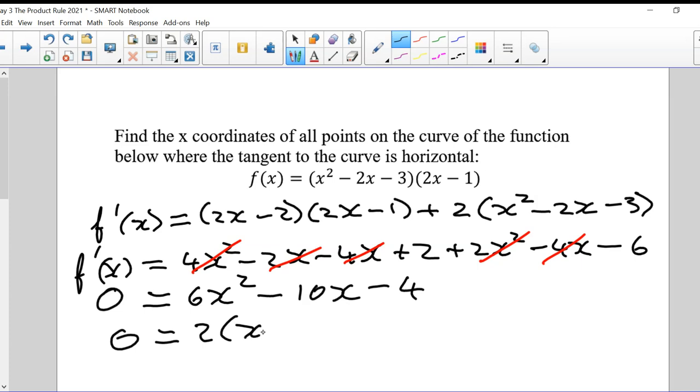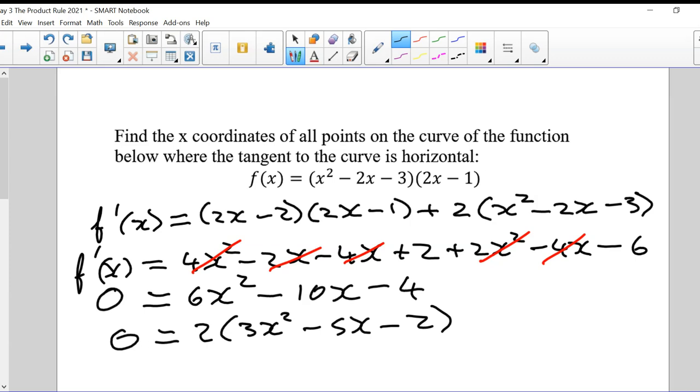So 2 bracket x squared minus 5x. Sorry, that's wrong. Before anybody even tells me it's wrong, I know it's wrong. Let's try that again. 2 times 3x squared minus 5x minus 2. Okay? Now, here's the thing.